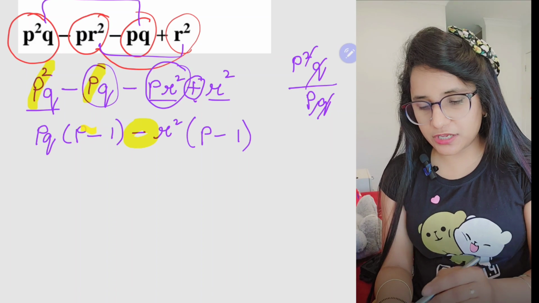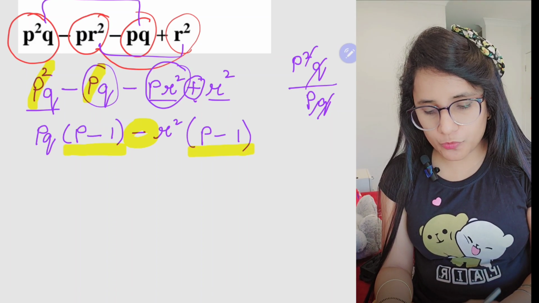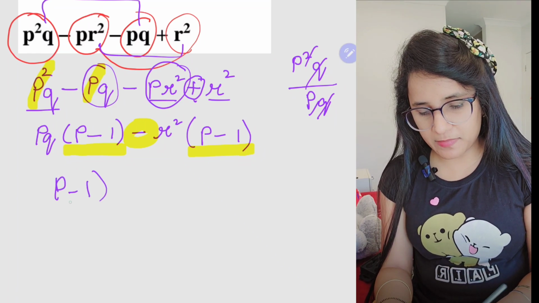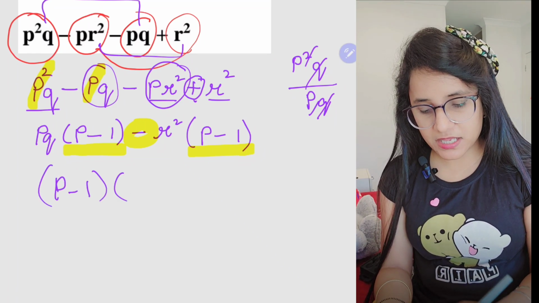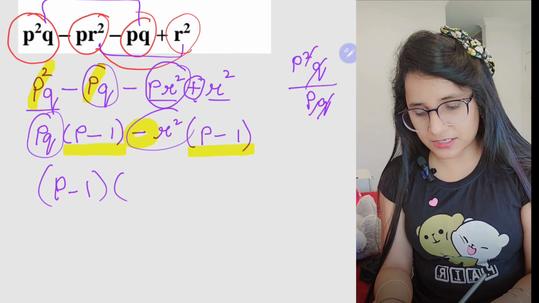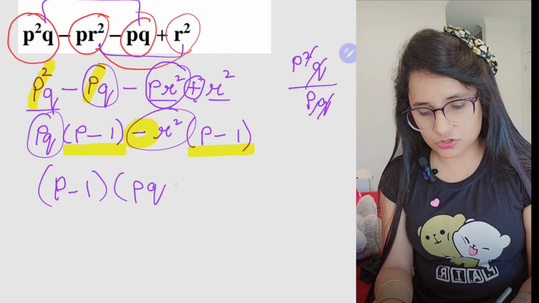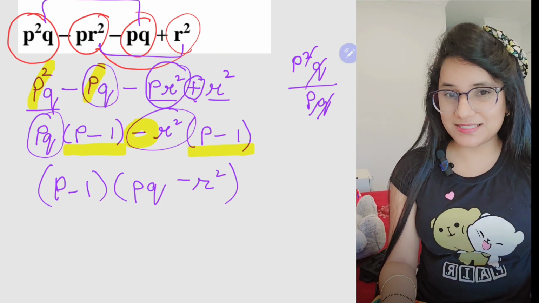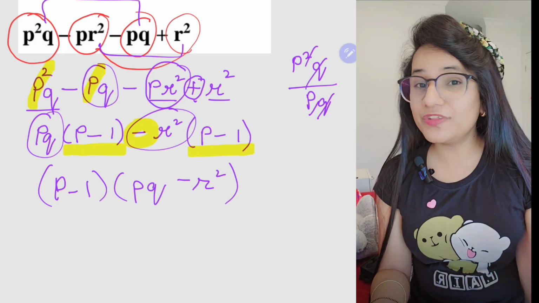Now if you see it carefully here, we are having two brackets of p minus 1. Now we can take out p minus 1 in one bracket and the leftover terms, that is pq and minus r square, in other bracket. Ta-da! Here's your answer. So see you with the next question.